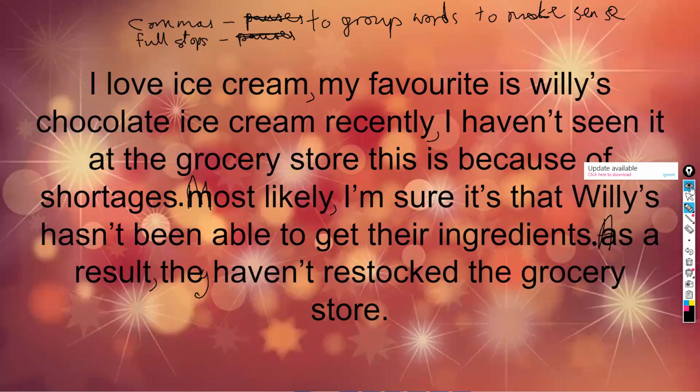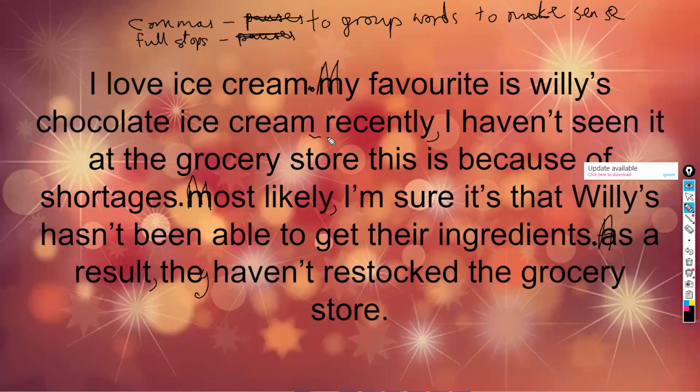Good. So then this comma will become a full stop, right? So I love ice cream. We cannot put a comma there because it is a complete idea, right? If I could put a full stop there, I'm not supposed to put a comma. My favorite is Willie's chocolate ice cream.